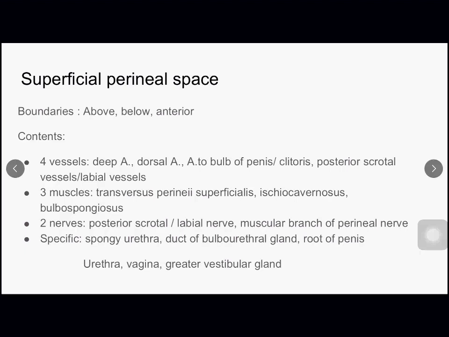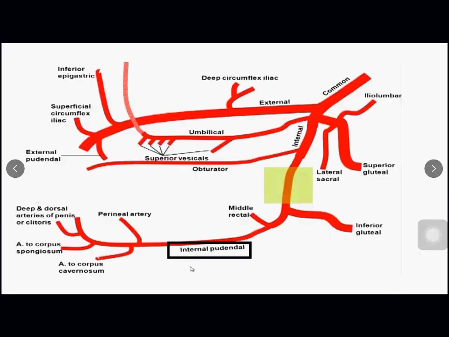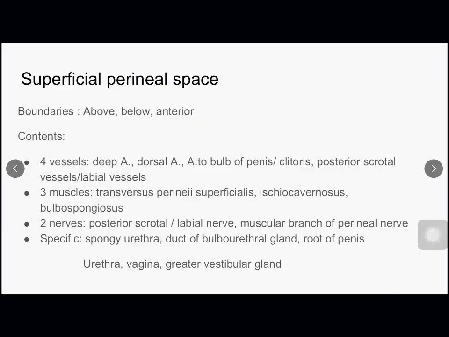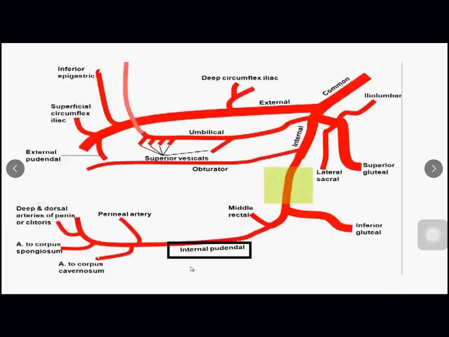So in males, spongy urethra, duct of bulbourethral gland, and you have root of penis. In females, you have urethra, vagina, and greater vestibular gland. I told you the counterpart for bulbourethral gland is greater vestibular gland or Bartholin's gland. So everywhere the counterparts will be coming into action. So these are about the contents of the superficial perineal space.